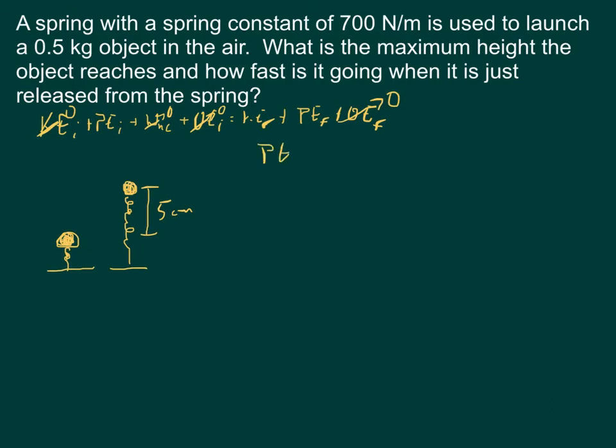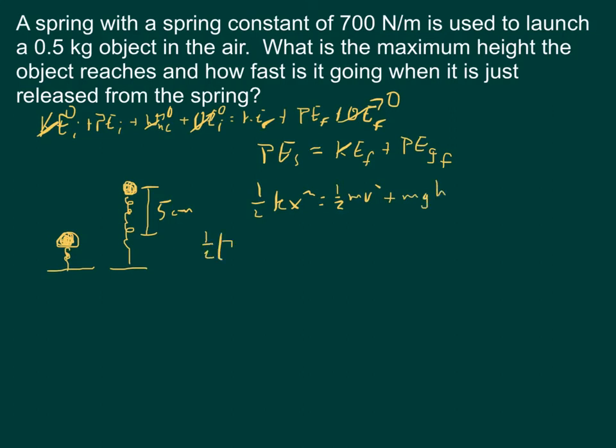We have spring potential energy on the left side of our equation. We have kinetic energy final plus potential energy final, which was in the form of gravitational potential energy at that point. So our final gravitational potential energy. So spring potential energy is 1/2 kx squared equals 1/2 mv squared plus mgh.